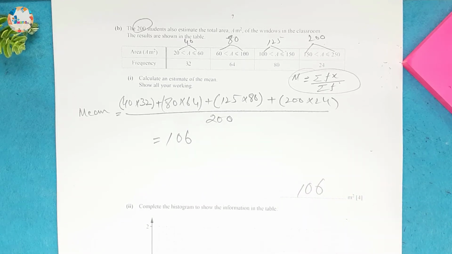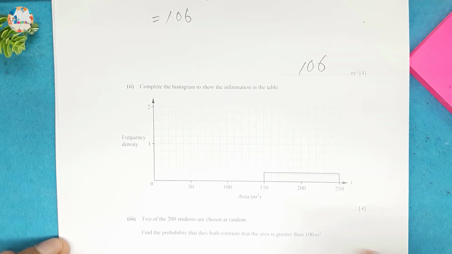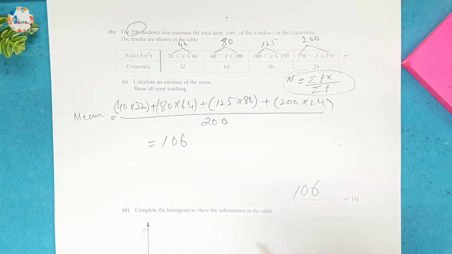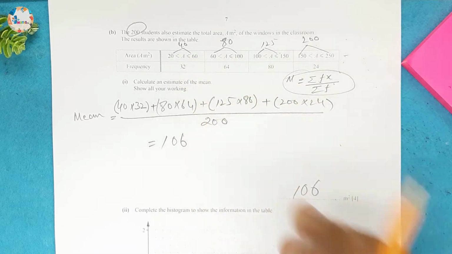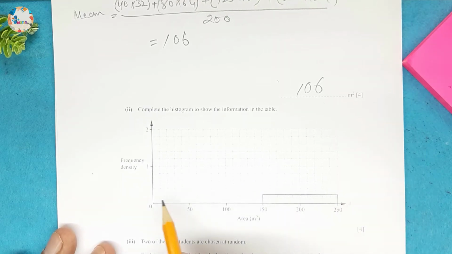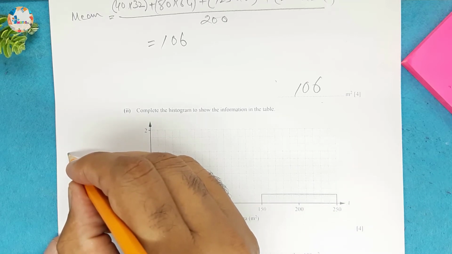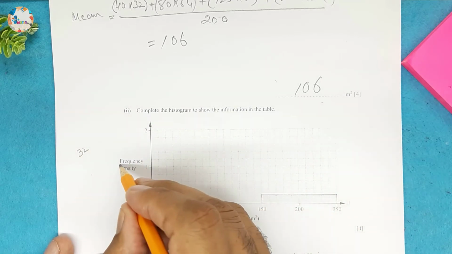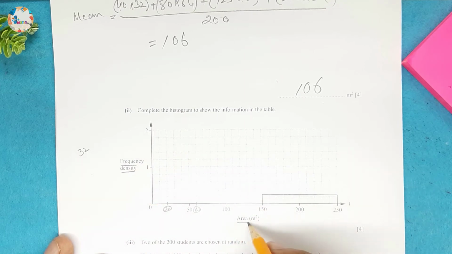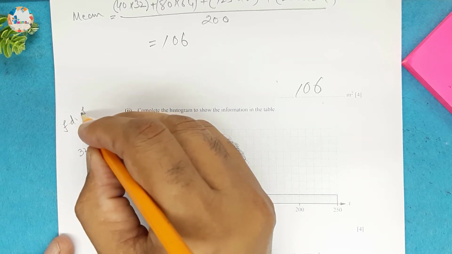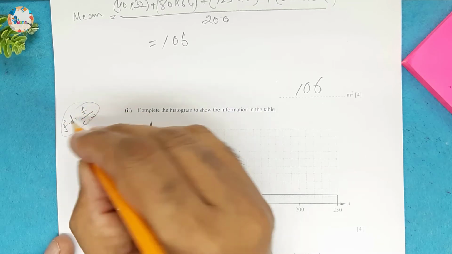This is done. Second part, complete the histogram to show the information in the table. We can use the table provided. Basically, this is the table provided for the first range 20 to 60. It is 32. So 20 is this one and 60 is this one. So this is 20 to 60, and frequency is basically 32, but we have to take on this side frequency density, and we know that frequency density is equal to frequency divided by class width. So this is the formula which we'll be using.